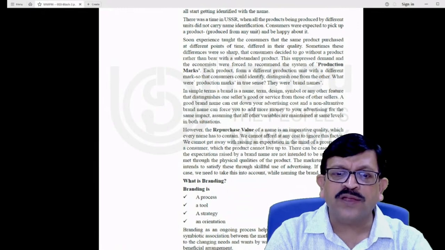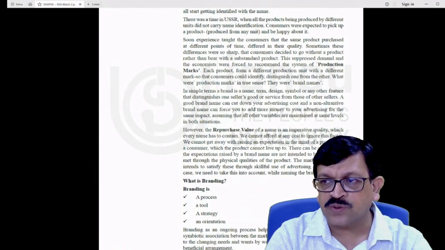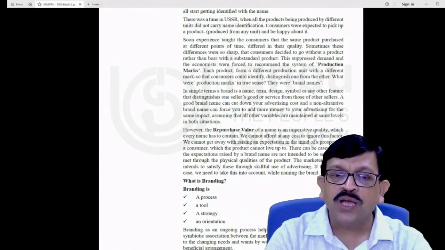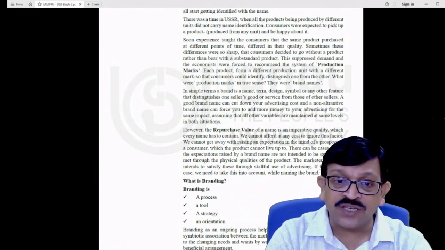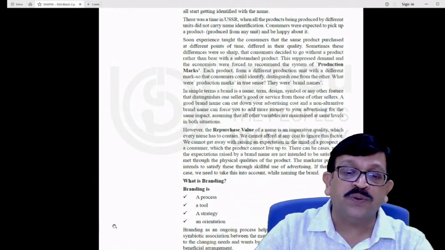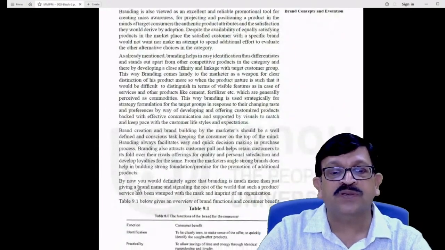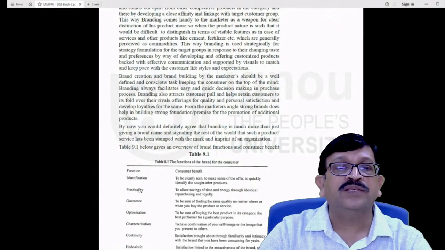If you look into the kind of engagement that the branding process has, it is not only a process, it is a tool, it is also a strategic decision that a firm takes, and we look into its orientation, which has an impact cutting across all aspects of the organization.